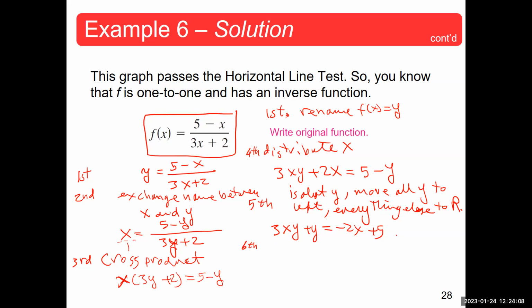Sixth step, factor out y. We're going to get y times (3x plus 1). It's not 0, plus 1. When you move this y out, it becomes 1. Equal negative 2x plus 5. Now divide both sides by 3x plus 1. And y is equal to negative 2x plus 5 over 3x plus 1. Seventh step.